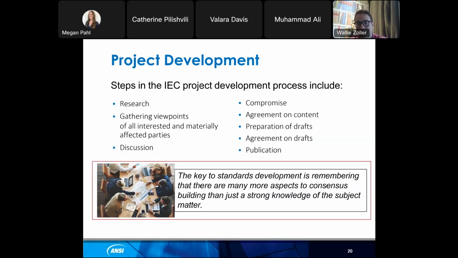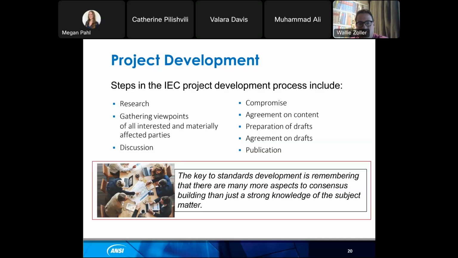Again, it is rare that you get 100% agreement and that you won't see any comment or any dissent, but it's important to understand and include everybody's perspective when working on these. From there, you prepare the drafts, agreement on the drafts moving forward, and any amendments, changes, or addendums that are added going forward. And then finally, publication, which I can tell you is a very satisfying step of project development.